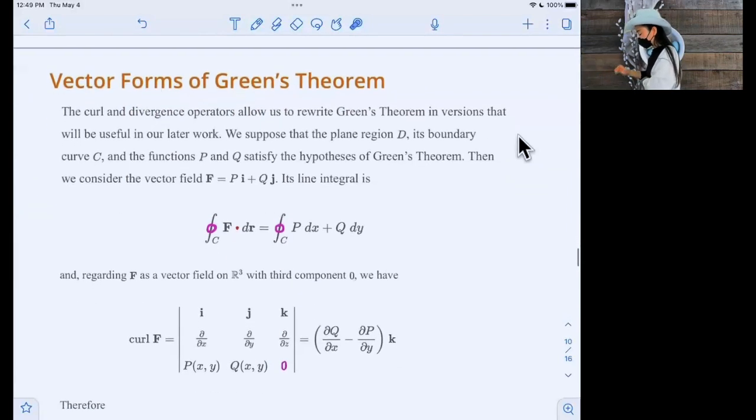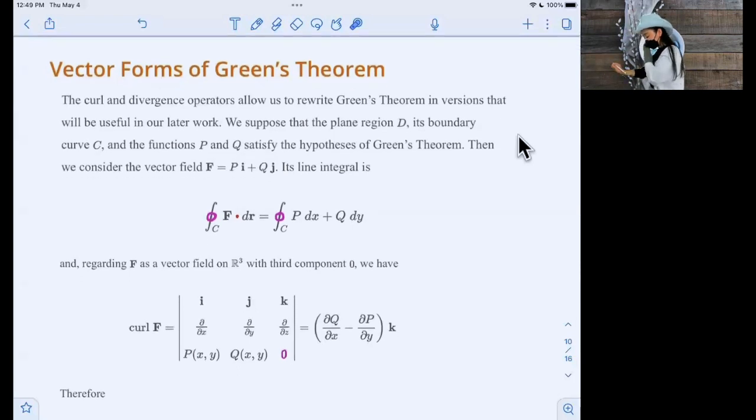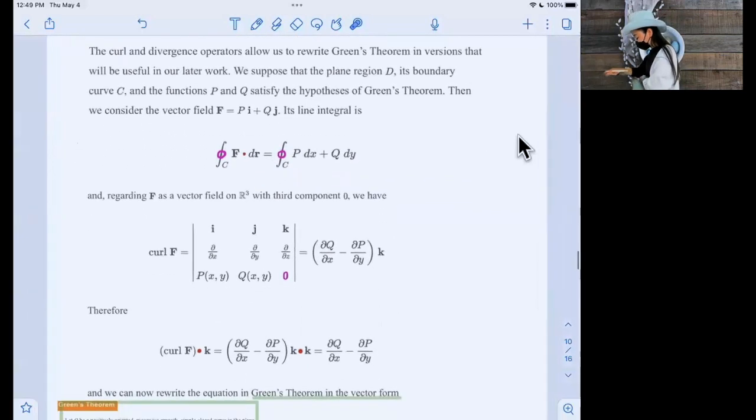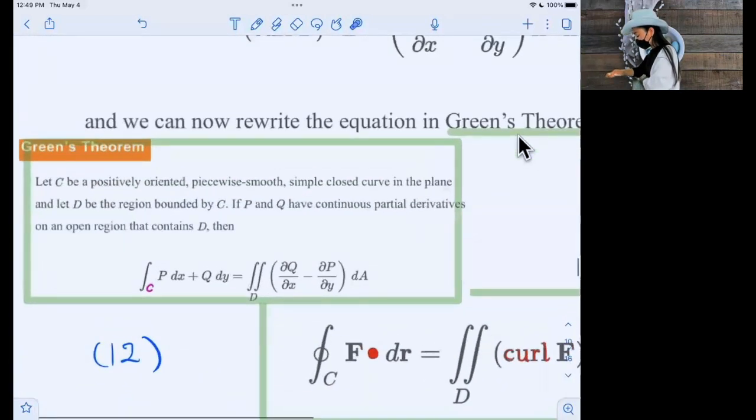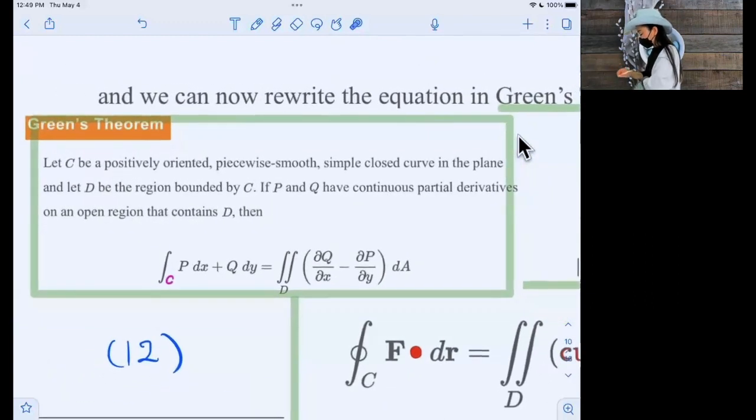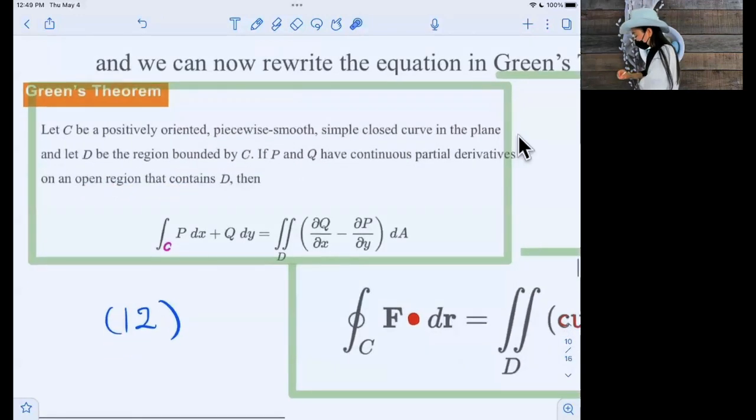The last part here, we're going to talk about the vector form of Green's theorem. Do you guys remember Green's theorem? Let me remind you. Green's theorem says that if the curve C is a positively oriented, piecewise smooth, simple closed curve in the plane, and D is the region bounded by C, and if P and Q have continuous partial derivatives on an open region that contains D, which will mostly be satisfied here, then this line integral over the curve C is equal to the double integral over the region D.